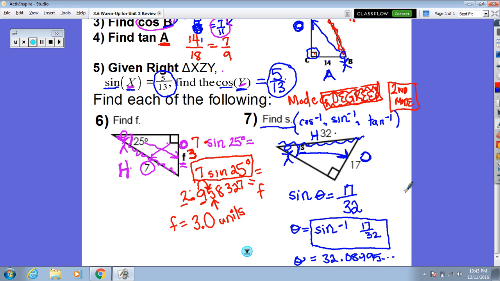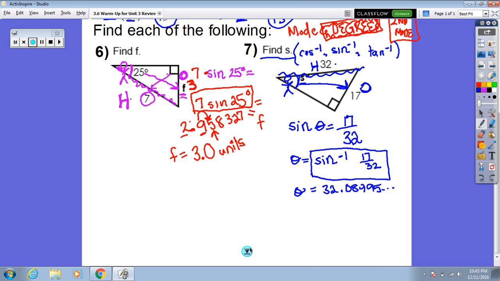32.08995 and so on. Well, when I look at my answer choices, all of these have 2 digits, so I'll keep 2 digits, which in my case, we will be rounding to the nearest degree, okay, so that we have a whole number. So I'm able to keep the 3 and the 2. I look behind it, it's a 0. Well, that doesn't make the 2 go up, so theta is equal to 32 degrees. Therefore, S is equal to 32 degrees because S is the angle that we were solving for.